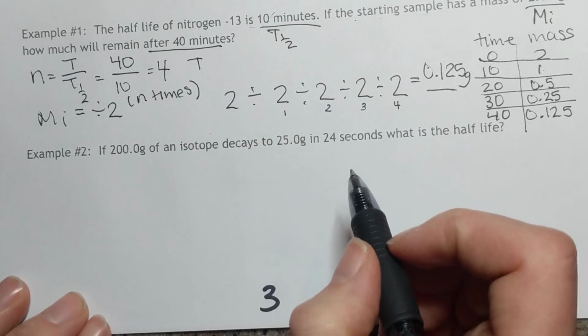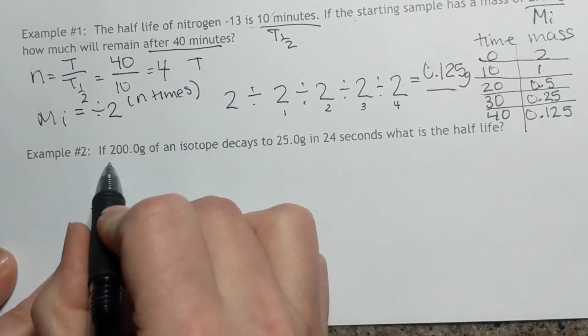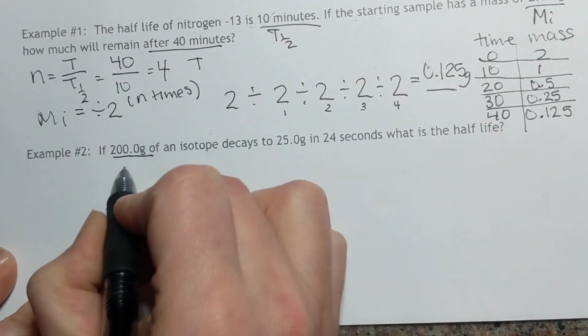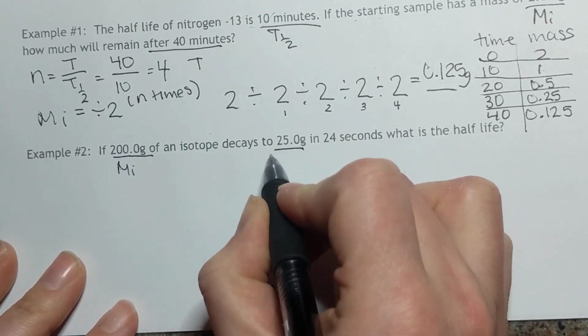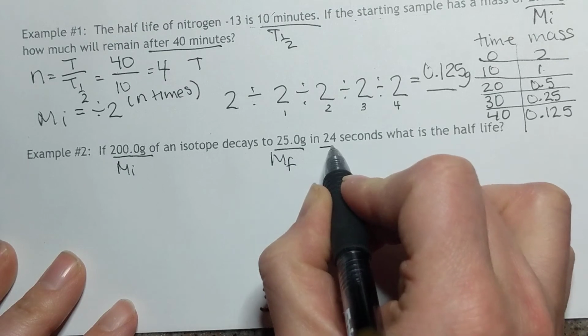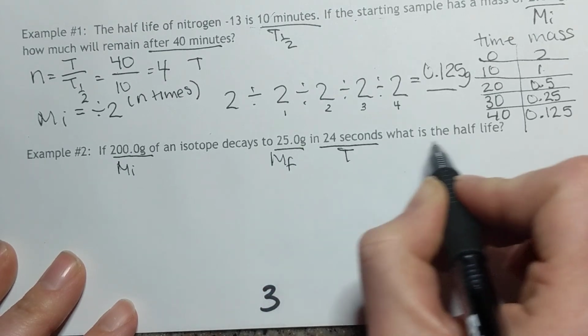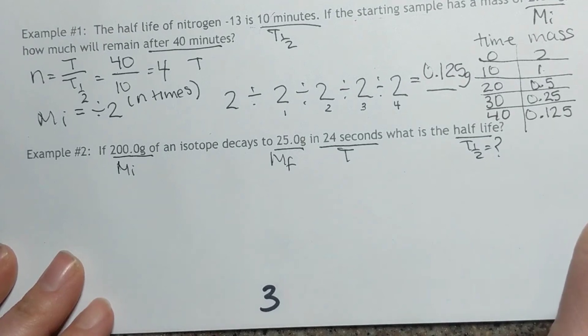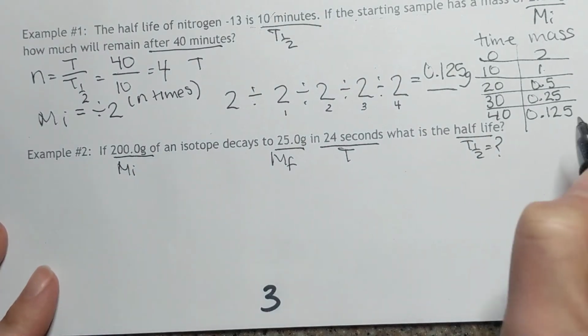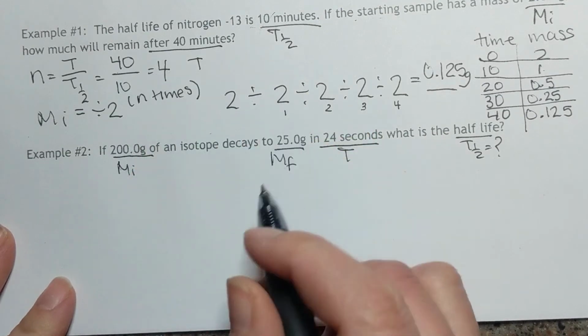My second example is a little different. Here I get told that I have 200 grams of an isotope, so that's my initial mass, which decays to 25 grams, my final mass, in a total time of 24 seconds. What is the half-life? So I'm looking for my half-life. So it means I can't know n right away in the way that we did it before.